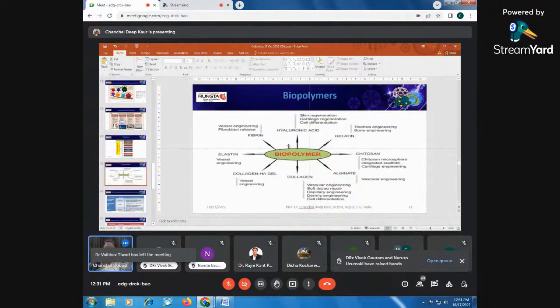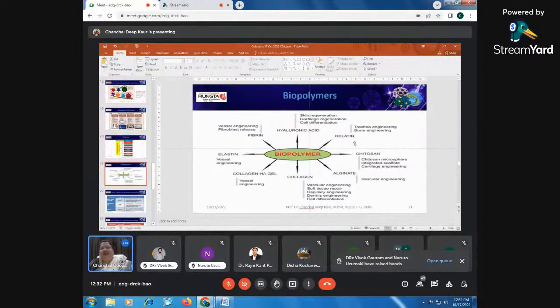Okay. Now, this slide is also very important because nowadays we are trying to move from synthetic to natural polymers. So biopolymers, you should know what the biopolymers are. This is a general slide which I have taken because you should know about various types of biopolymers. So first is hyaluronic acid. This is very important, and it is helpful in skin regeneration, cartilage regeneration, and cell differentiation. So the students or the faculties, those who are doing research, you should know these types of biopolymers.